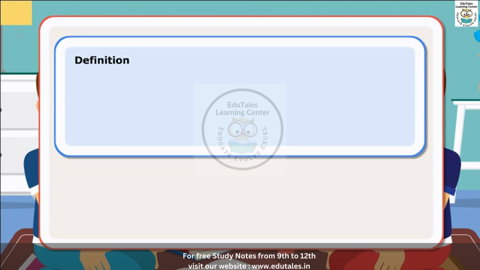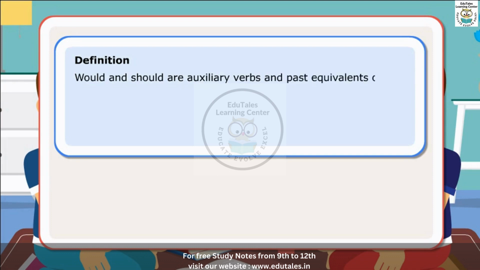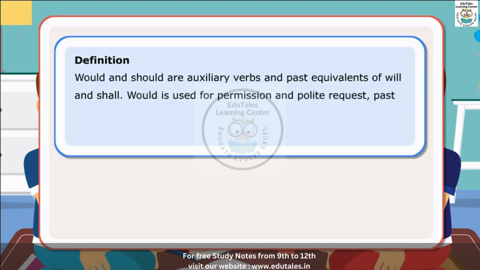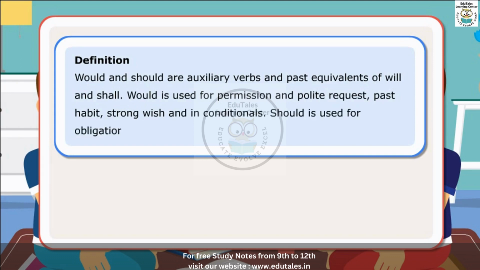Definition. Would and should are auxiliary verbs and past equivalents of will and shall. Would is used for permission and polite request, past habit, strong wish, and in conditionals. Should is used for obligation, advice, suggestion, expectation, and probability. Let us look at few sentences.